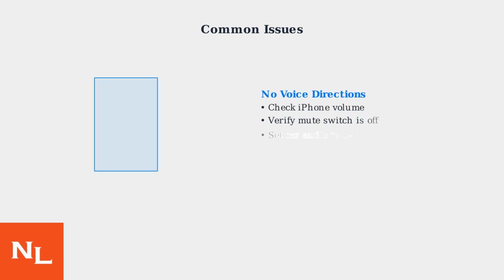When CarPlay voice directions aren't working properly, there are several common issues and solutions to try. The most frequent problem is no voice directions at all. First, check your iPhone's volume settings and ensure the mute switch isn't activated. If the volume is correct, ensure your car's audio source is set to CarPlay or USB mode, not Bluetooth or radio. When these basic checks don't work, restart both your iPhone and your car's infotainment system. This resolves most connection issues.